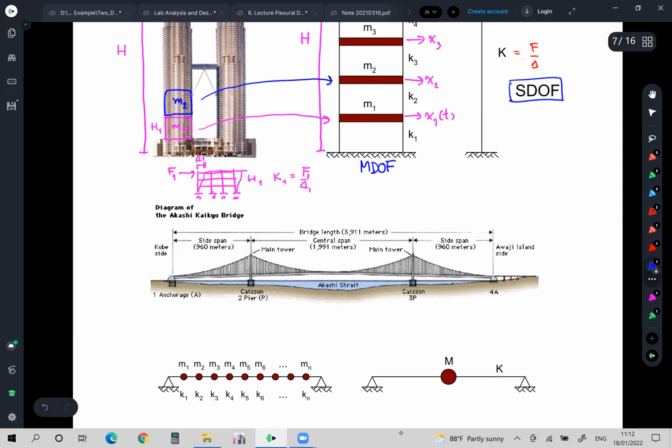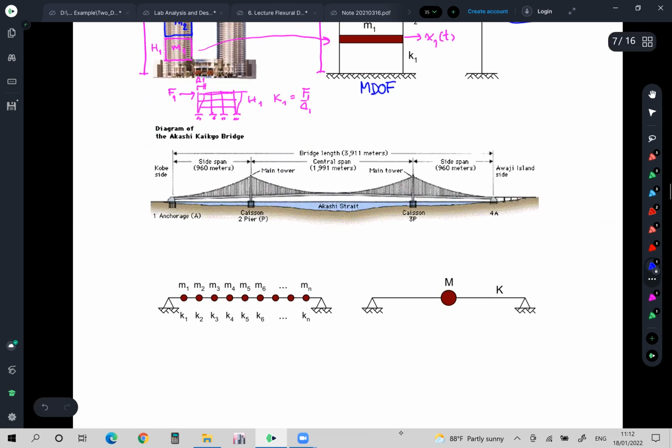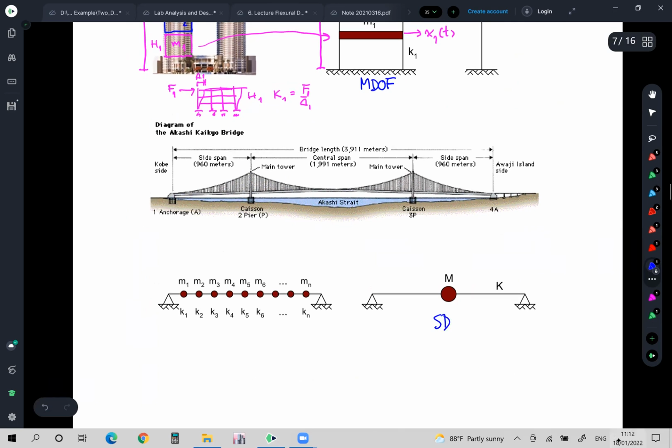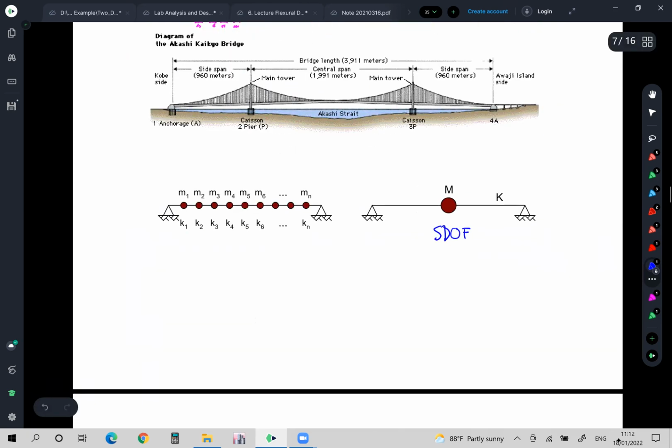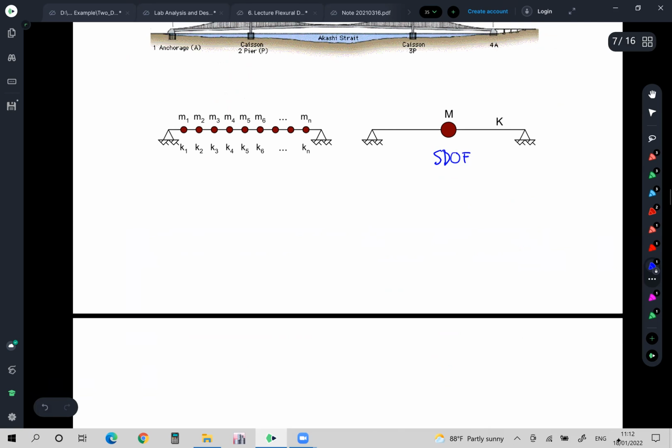The bridge as well. You can represent the actual bridge by a single degree of freedom system as well. It's not so difficult, right? The idea is quite the same as with the tall building, in which you represent the mass, you represent the stiffness, and have the physical model like big M and big K like that.